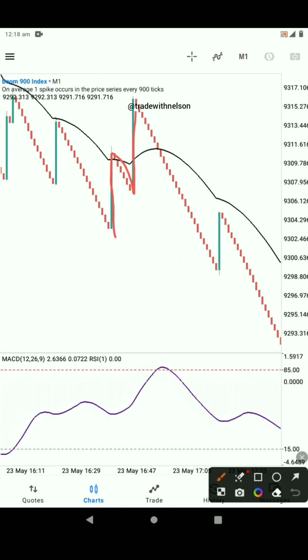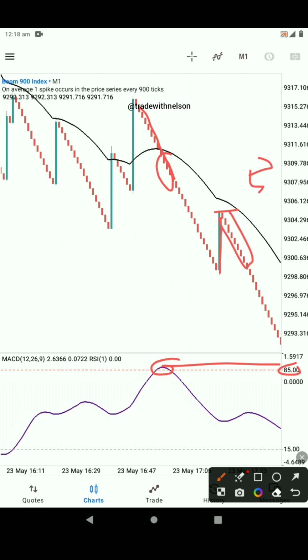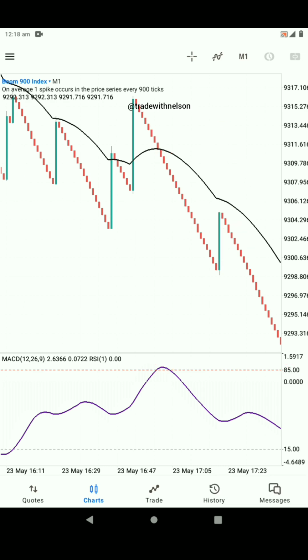This is a nice one at this point. You have a spike, retrace, and then a spike. The spike pushes the MACD into the 85 level. A candle closes below the retracement. You have a small spike. Enter your sell and count your 5 candles. See how the market delivers that.